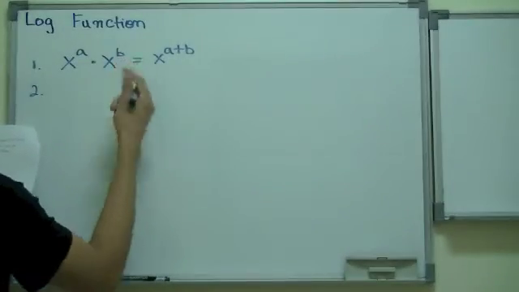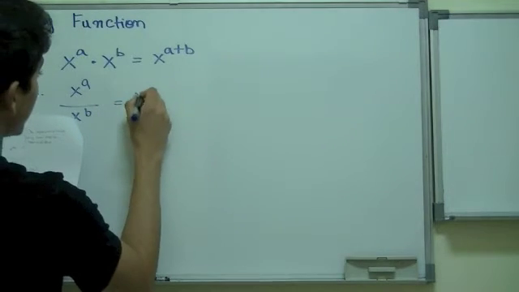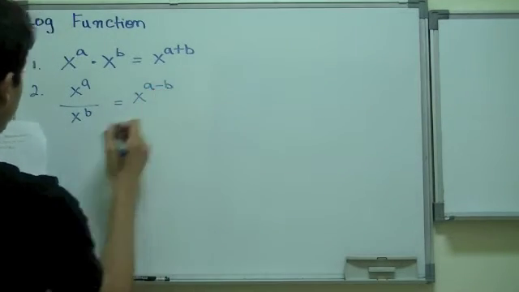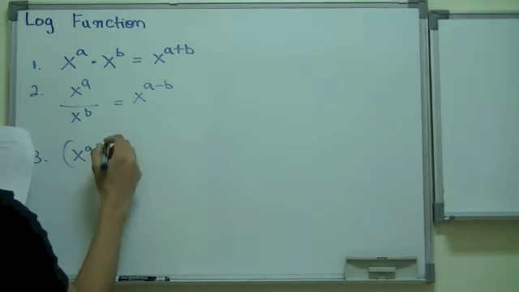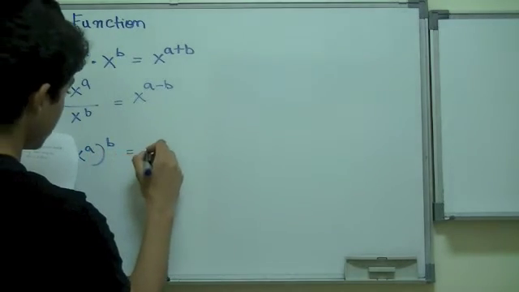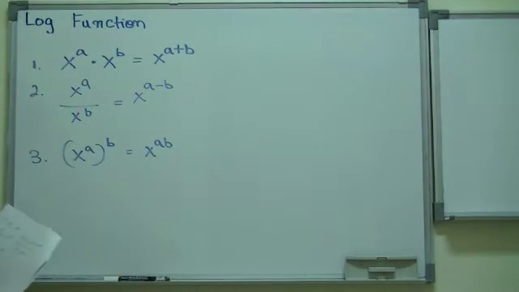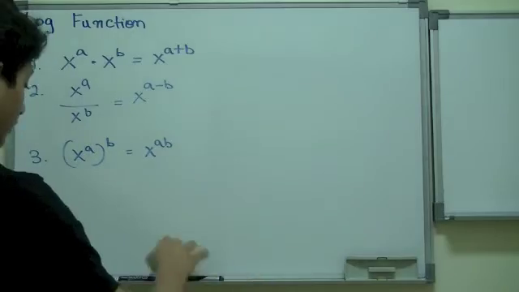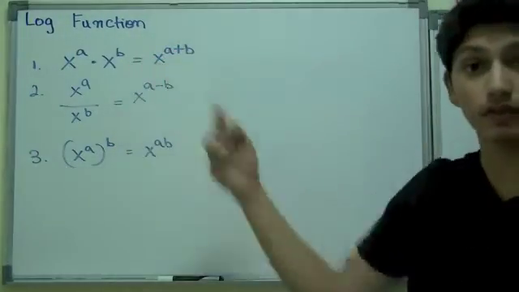Now a is the exponent. If x raised to a divided by x raised to b, that basically means x raised to a minus b. The third one, x raised to a, whole raised to b, basically means x raised to ab. Okay? Now, can we also apply this to logarithmic functions?